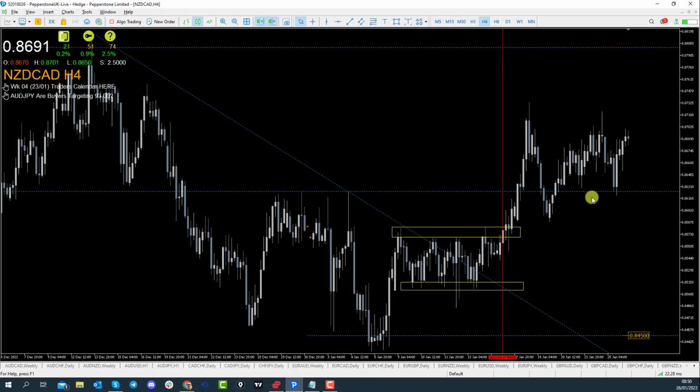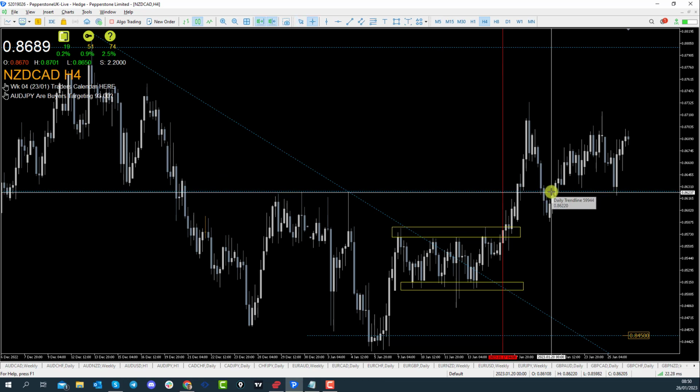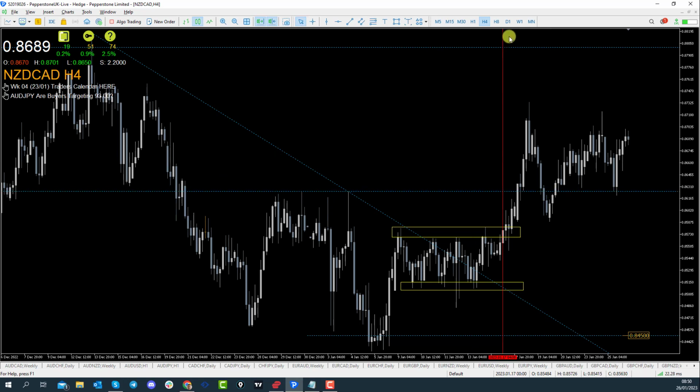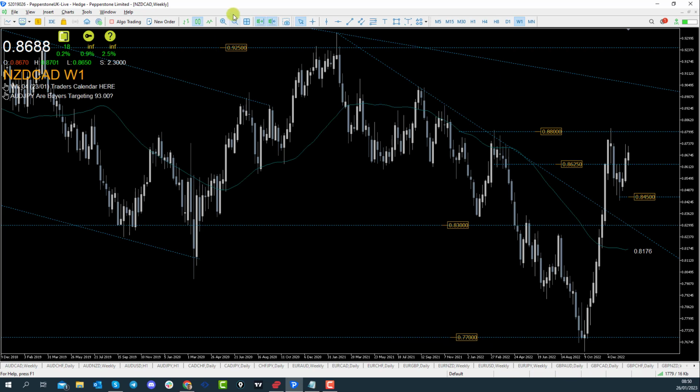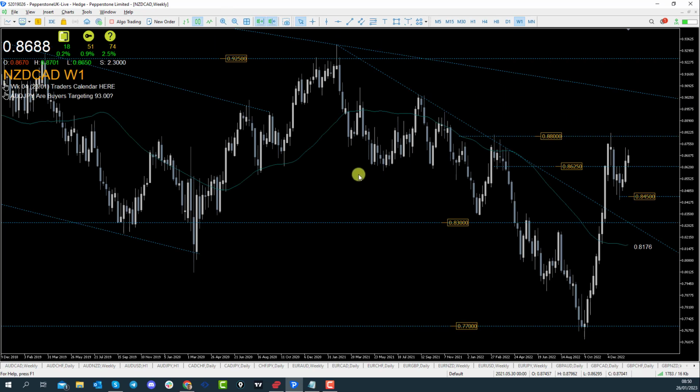And I can see that price is holding a previous area of support around about the 86.25 handle. Now if I go up to the weekly, is Kiwi CAD still valid for those long opportunities? And I think it is, because we can see on this chart in particular that price has put in a new low, which was down at the 0.8450.